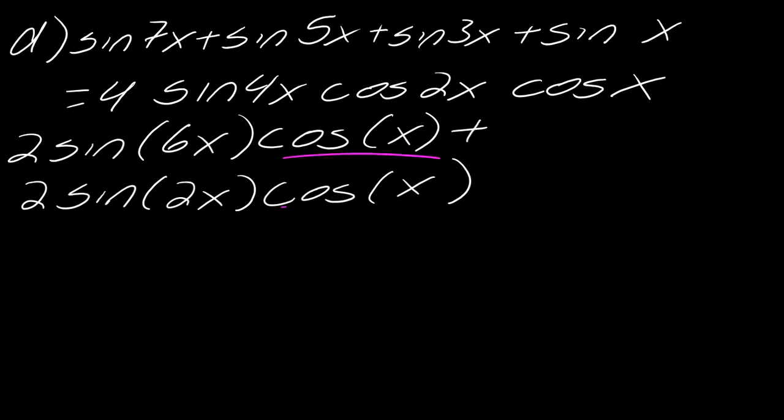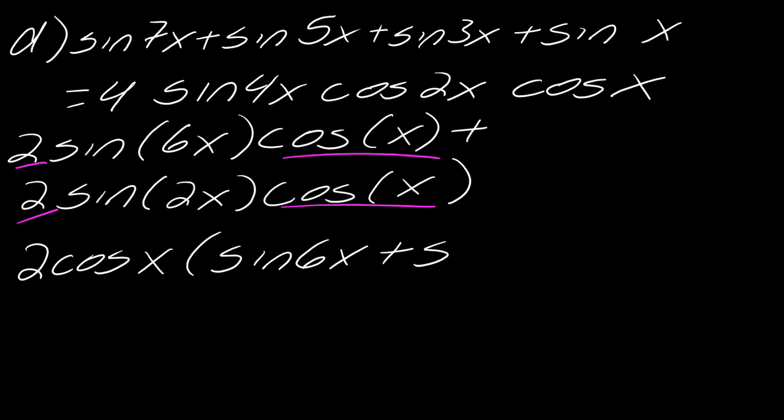And then, like I said, I'm gonna factor the cosine out. So this becomes, let's see, why don't we factor out 2 cosine, right? Because they both have the 2 in common. So 2 cosine x times sine of 6x plus sine of 2x.